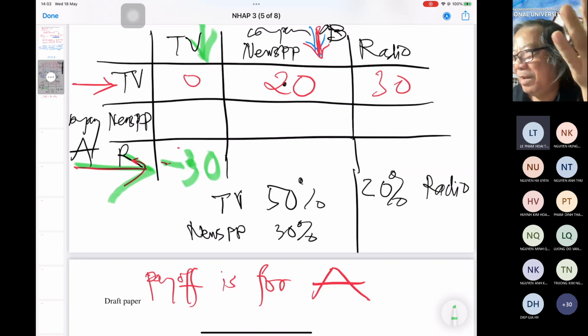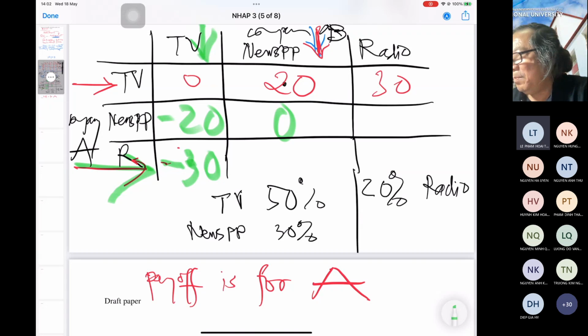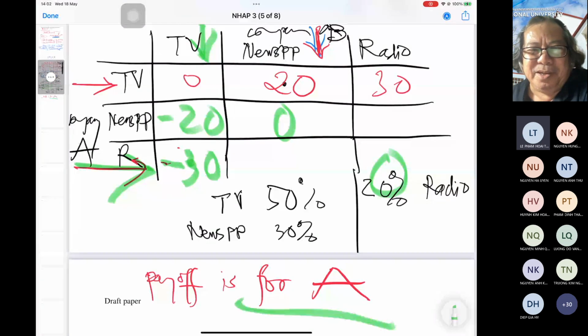And in such a way, you have here minus 20, and here newspaper, both get the same 0. Here both get the same 0. So by this way, you have the table, the matrix of the game, and the payoff is for A, and you can use the minimax theorem. Min here is 0 or something. Of course, you can work.